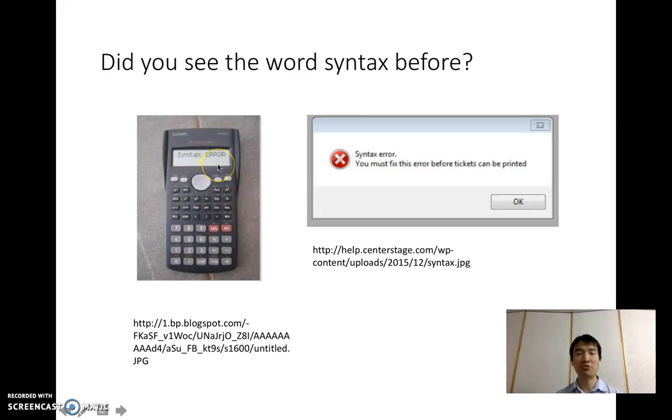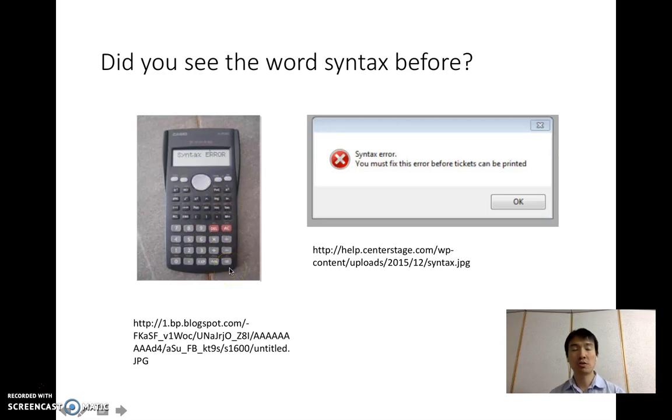Well, if you have experience playing with a calculator, you understand that every time you type something which does not make sense to the calculator, this message "syntax error" will pop up. What do you mean by typing something which does not make sense? For instance, you don't follow the right order. You press the plus before a 7, or you press the open bracket but you don't close the bracket and you press enter.